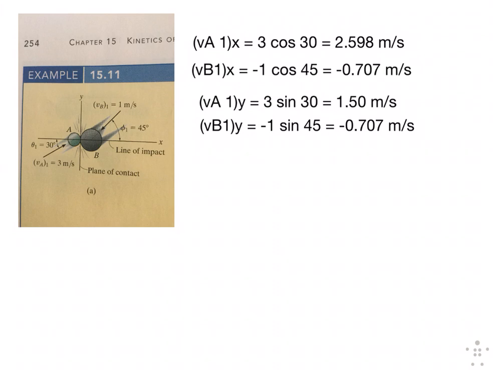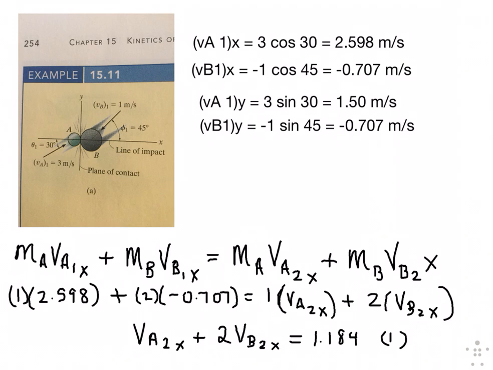The next thing we're going to do is set up our conservation of linear momentum equation. What I'm showing here is that equation, with each of our particles' initial momentum, mass times the initial velocity. Again, we're only doing this along the line of impact, which is along the x-axis, so we use our x-axis components for our velocities. We have our initial momentum for A and B times their masses, respectively, and then we have our mass times our unknown final velocities in the x direction, VA2x and VB2x. So this is our first equation: VA2x plus 2VB2x is equal to 1.184.